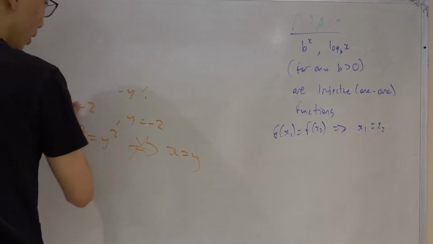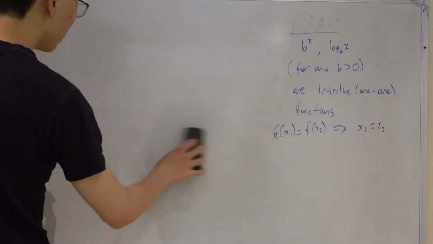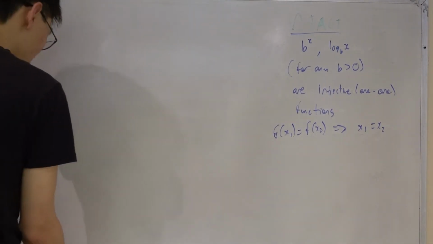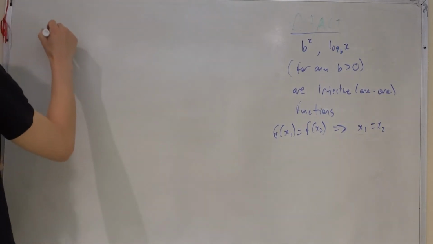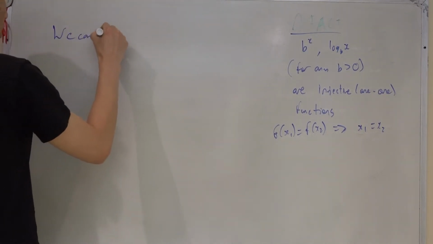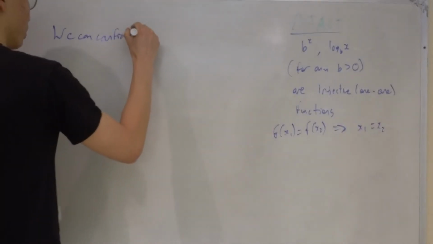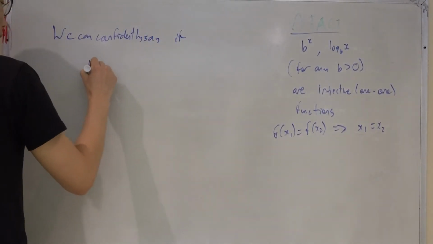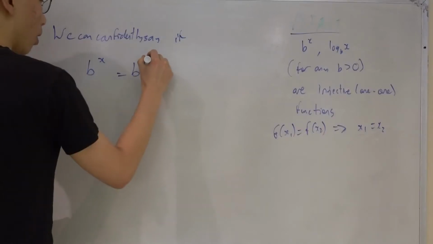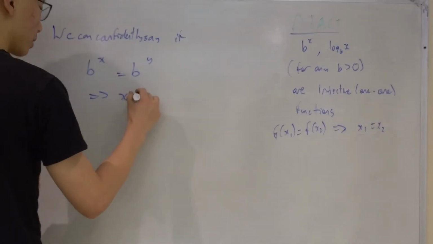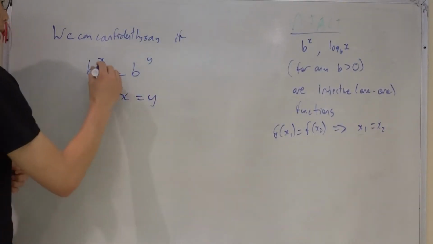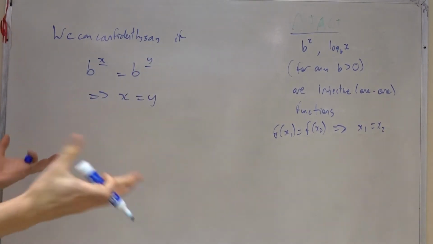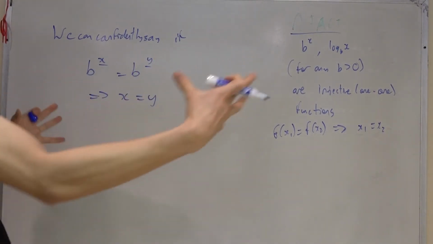We're allowed, because we know that the exponential and logarithmic functions are injective, to confidently say that if b to the x is equal to b to the y, then x equals y. And x and y, I put them as numbers or variables here, but they could really be entire expressions.